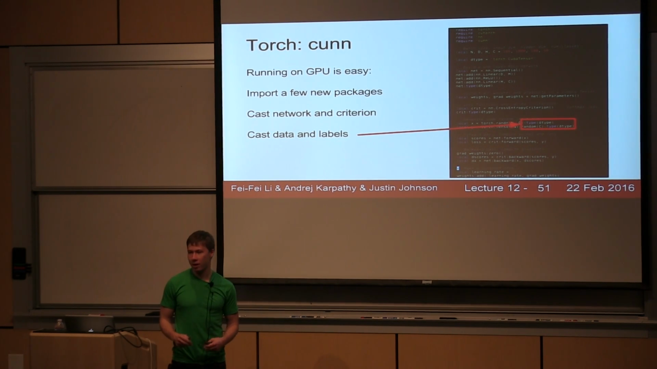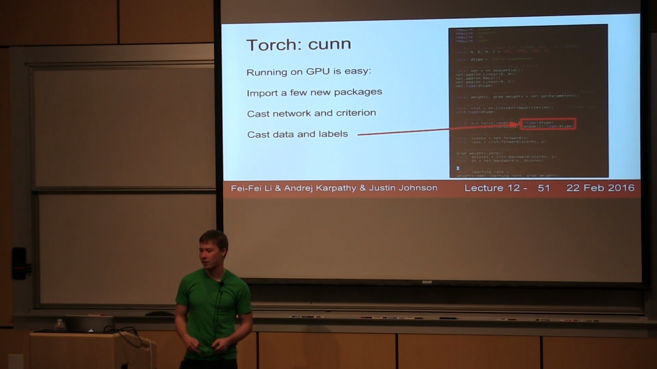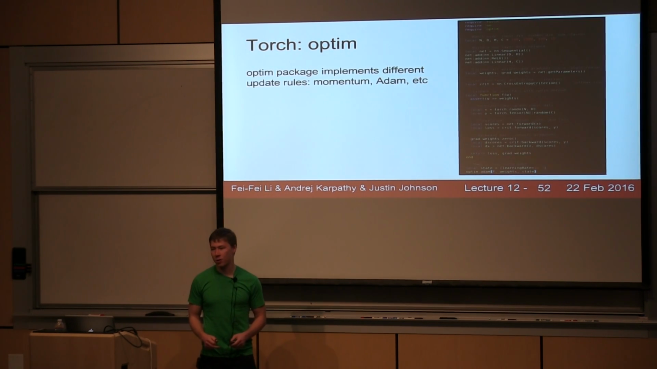But one problem here is that we're just using vanilla gradient descent, which is not so great. And as you saw in the assignments, other things like Adam and RMSprop tend to work much better in practice. So to solve that, Torch gives us the Optim package. So Optim is quite easy to use. Again, we just import a new package up here.